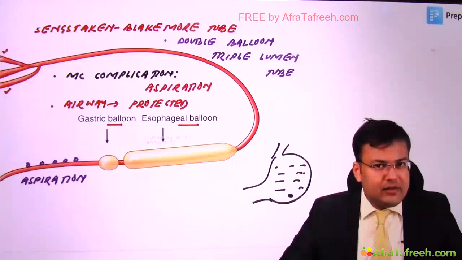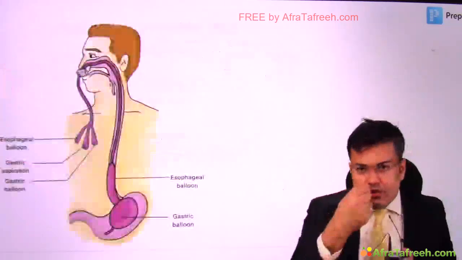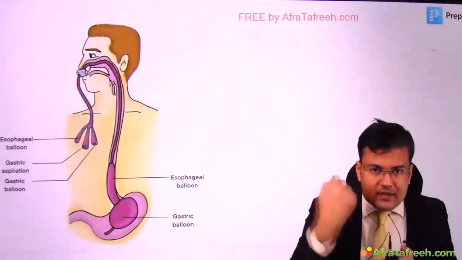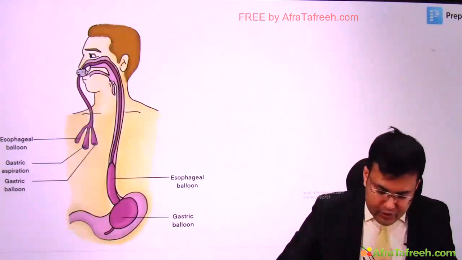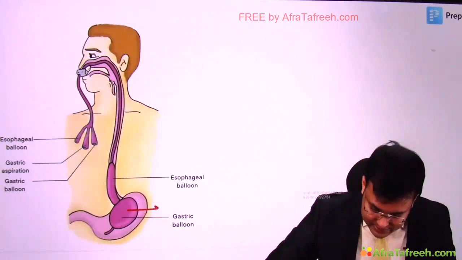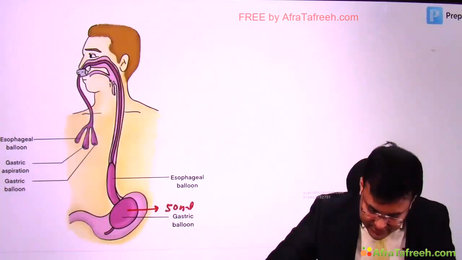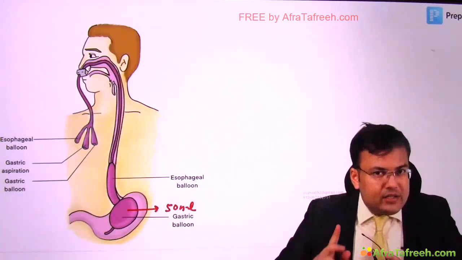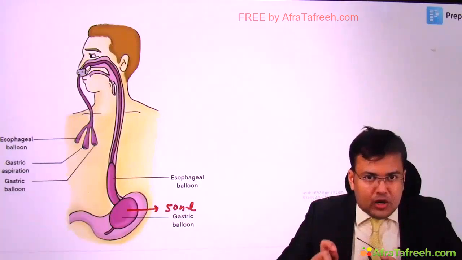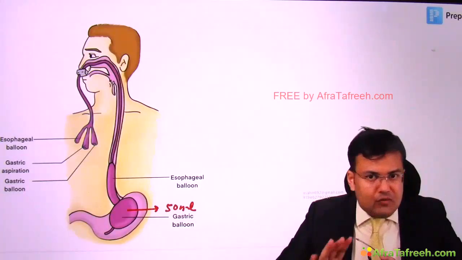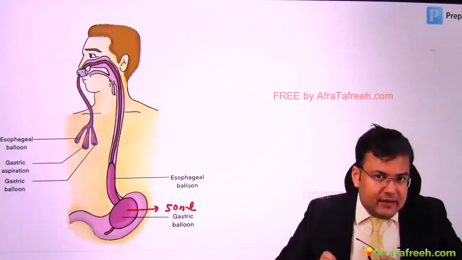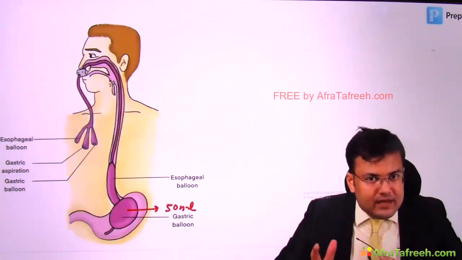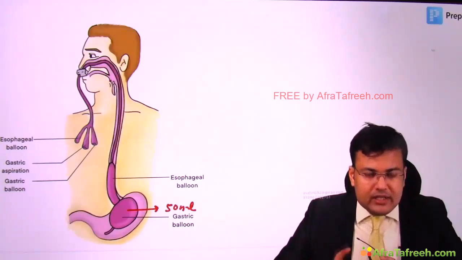Clear? After that, you are going to insert this tube. And after inserting the tube, first you are going to inflate the gastric balloon with 50 ml of air. Only air is used for inflation of the balloon. Water, saline, contrast are contraindicated. Why? Because with air it's very easy to inflate and deflate the balloon. With liquids it's difficult to deflate the balloon. So air is used for inflating the balloon.